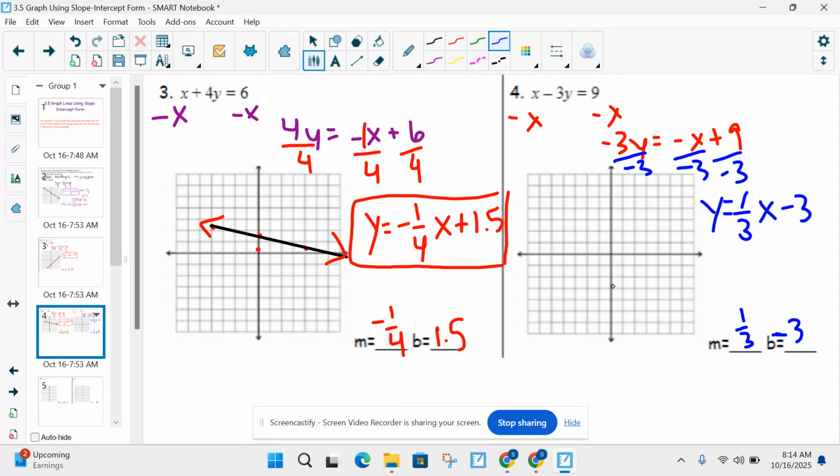So you start at -3 and then go up 1 over 3, up 1 over 3, also down 1, left 3, down 1, left 3. And then draw your line.